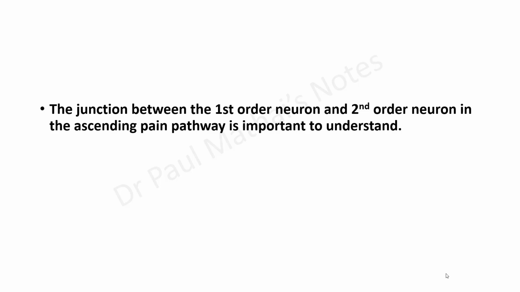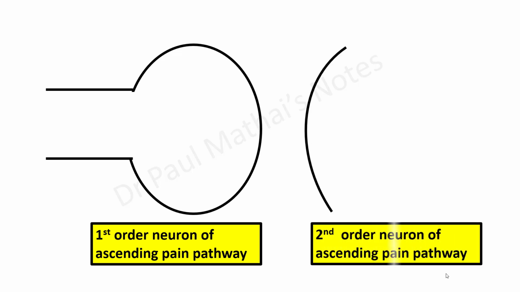The junction between the first order neuron and the second order neuron in the ascending pain pathway is important to understand. So let's enlarge this particular part of that diagram. So here, as you can see, we have the first order neuron of the ascending pain pathway, and to your right hand side there is the second order neuron of the ascending pain pathway.